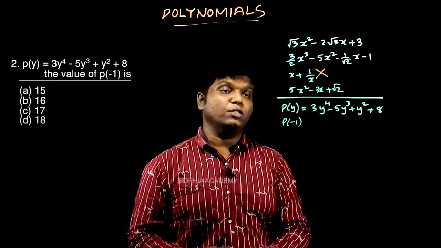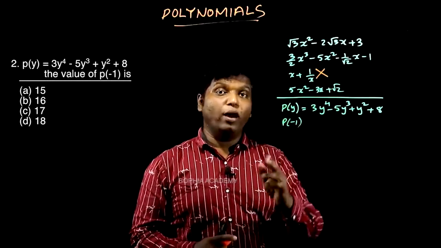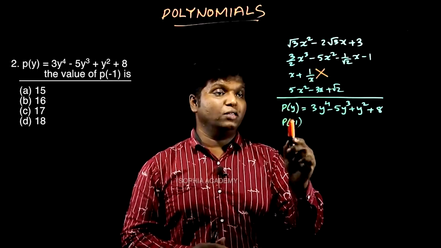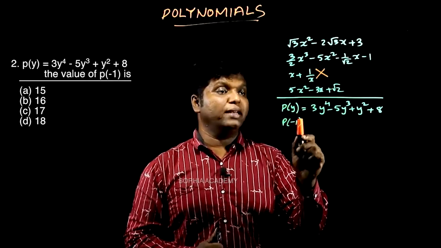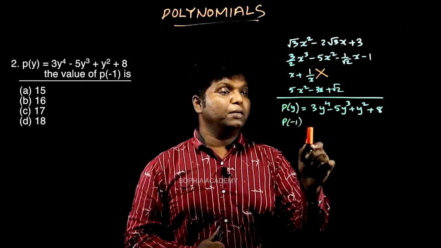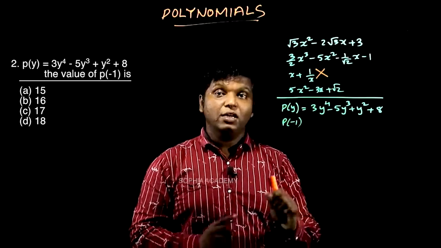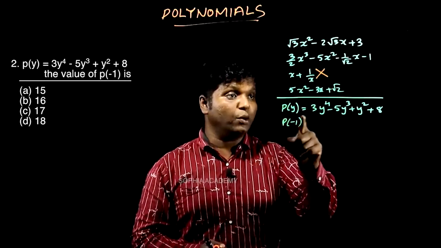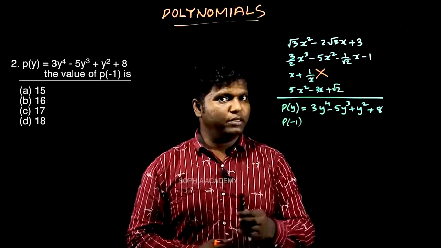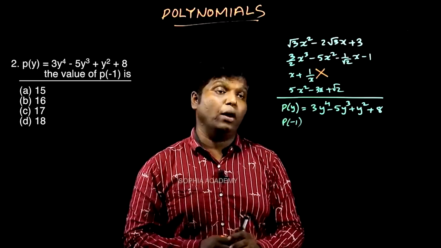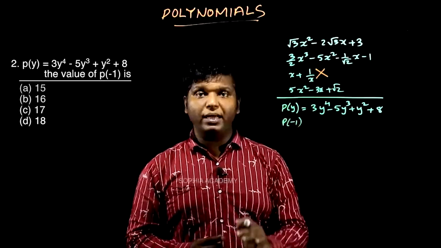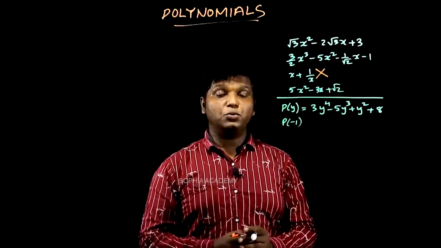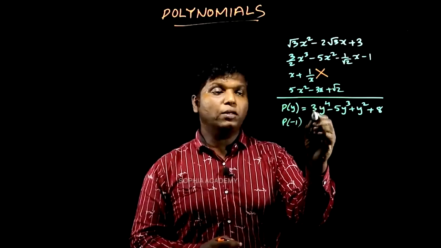So here goes the second question before you. The polynomial in y is given. P of y is equal to 3y raised to 4 minus 5y cube plus y square plus 8. So this is the polynomial, and specifically you can see the variable is y. So we will say it is P of y. Now you have to find P of minus 1. So how will you find it? Just substitute the value minus 1.